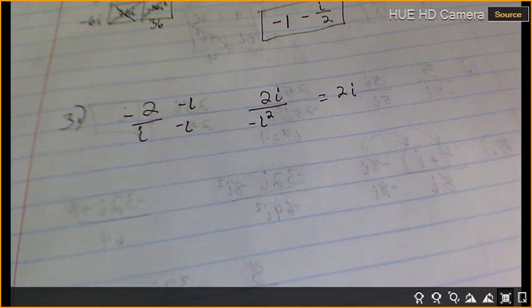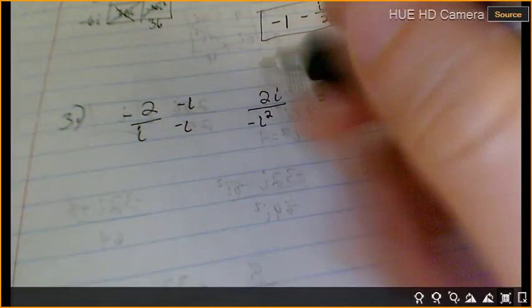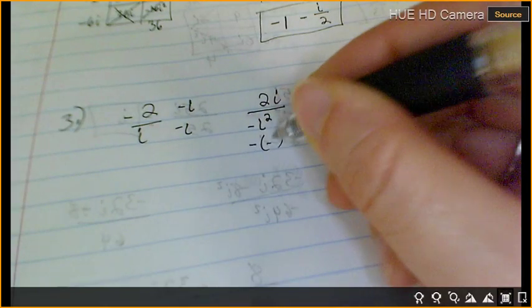Did you leave it up there first? Yep. Negative 2? It's positive 2i because negative i squared, so that's a negative times a negative 1 becomes a positive.